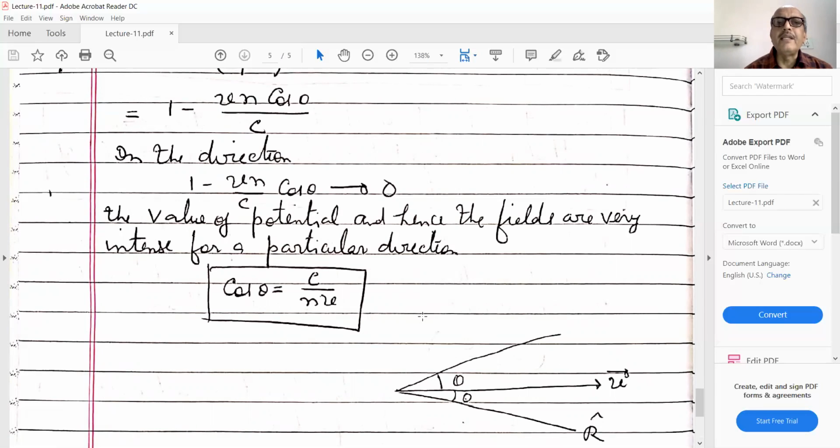I suggest all of you to see the very descriptive way of deriving the same formula, cos theta equal to C upon Nv, by using complex integration, contour integration, Fourier integration, and so on, and see that the result comes out to be the same. So this is all about your unit 1.